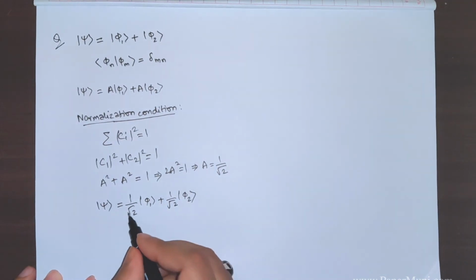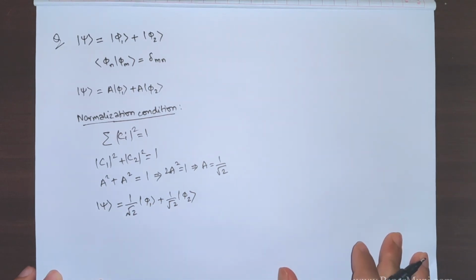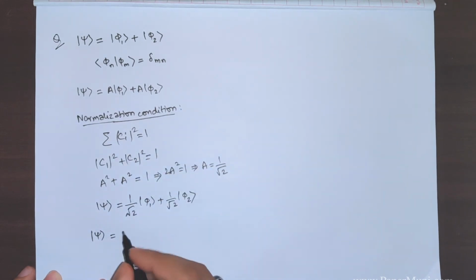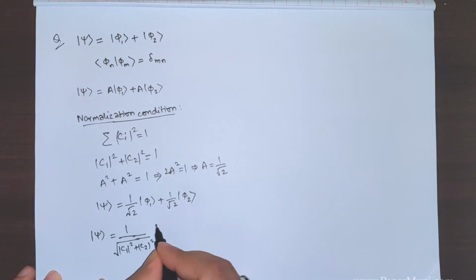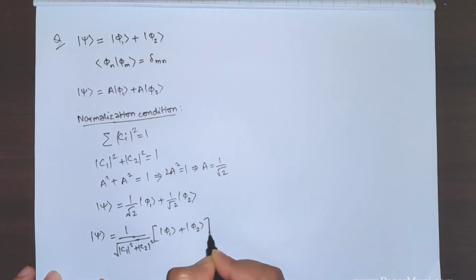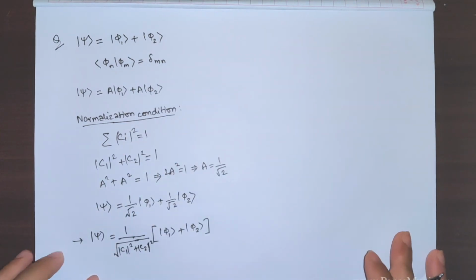Now this was a simple example to see how the normalization condition works. One can also see directly that instead of going through the whole process, you can write like this: the normalization factor is the root of |c1| squared plus |c2| squared, multiplied by the given initial, unnormalized wave function. Okay, so you could have directly obtained this result by using this formula instead of going through the whole process.